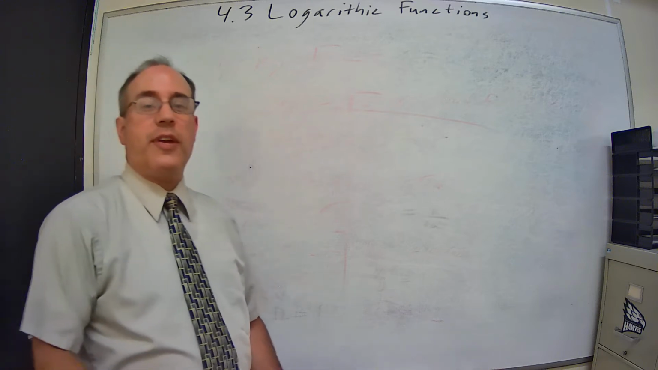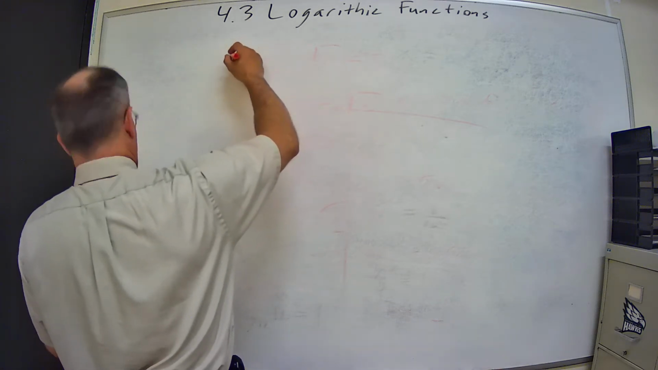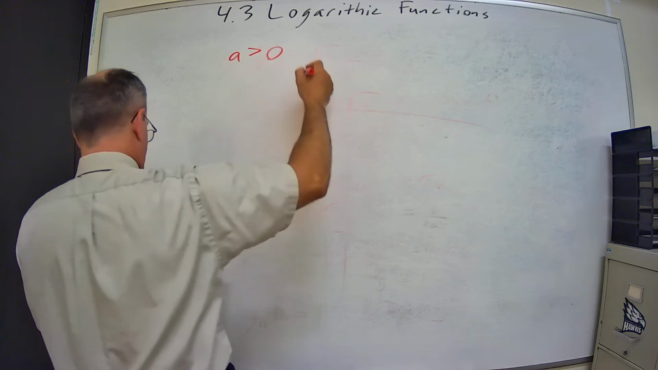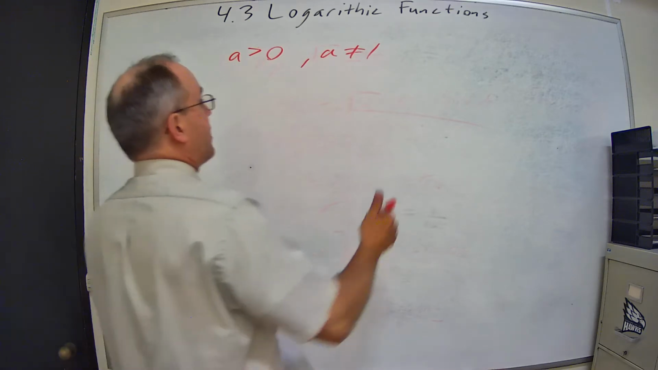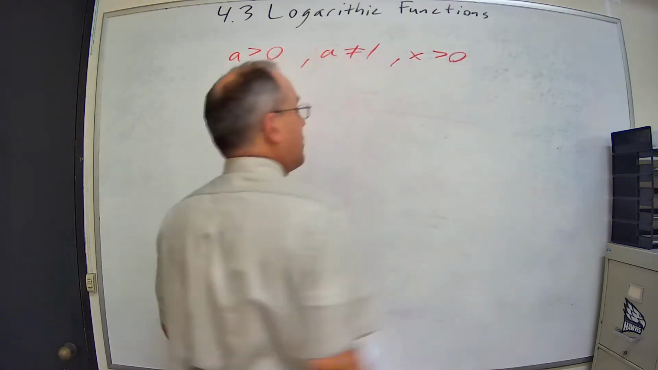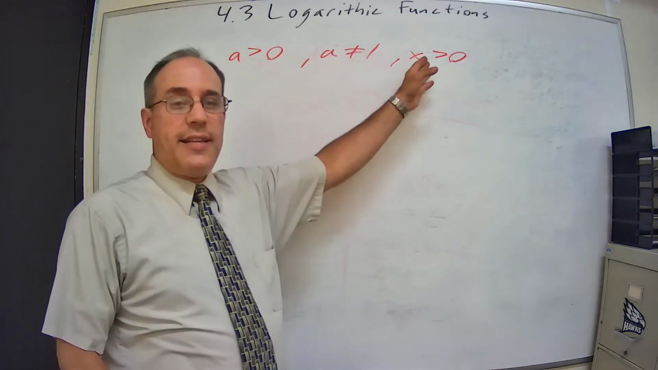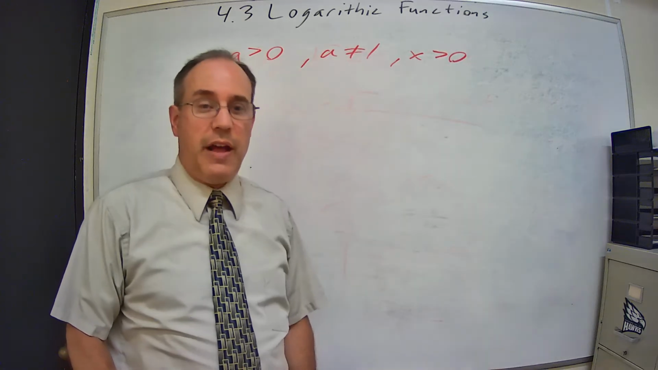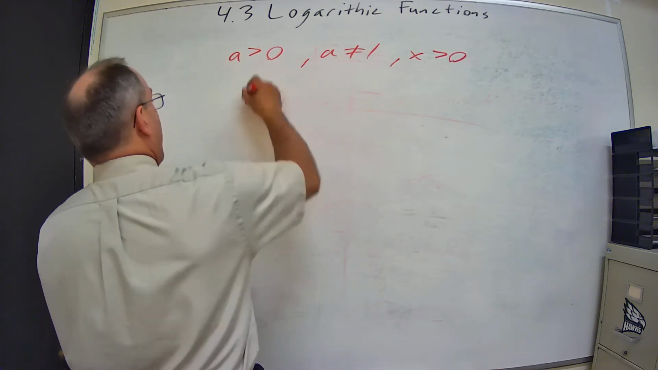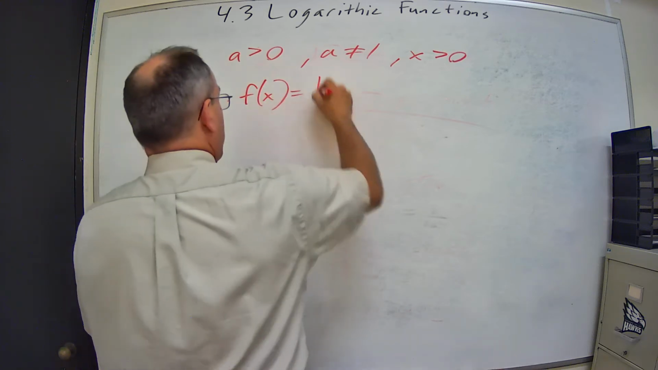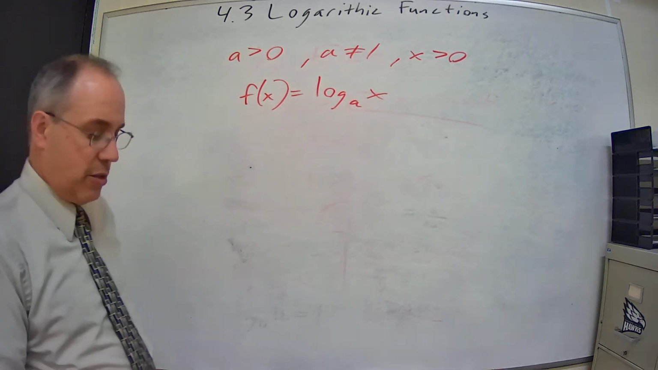So let's look at the logarithmic function. If we have a greater than 0 and a not equal to 1, remember those are the rules, and in this case we're going to say x greater than 0. The reason we say this is because you can't take the logarithm of a negative value. Sorry, just the way it is. Then f of x equal to log base a of x is a logarithmic function.